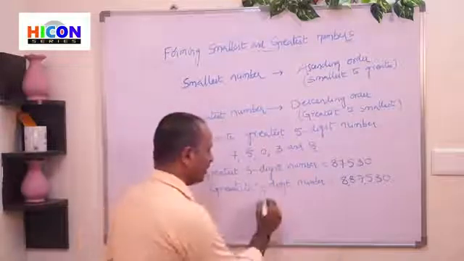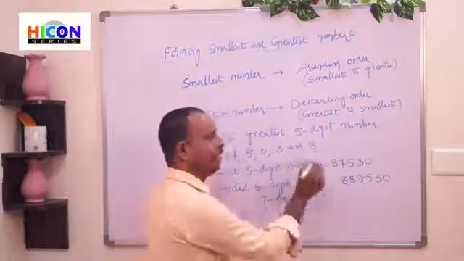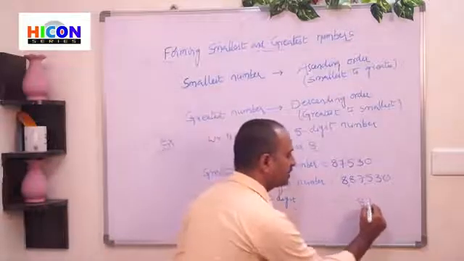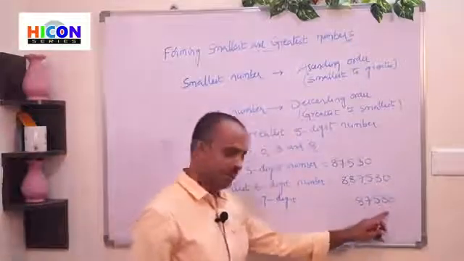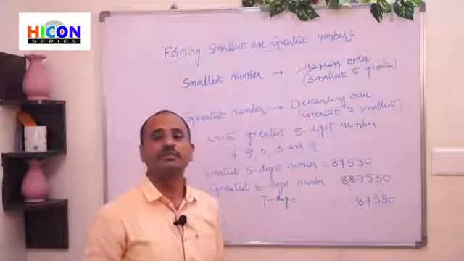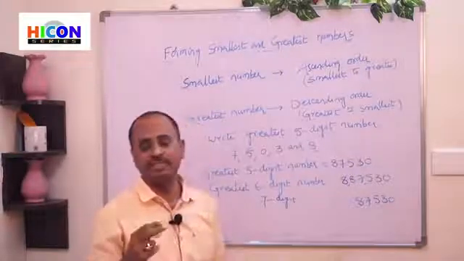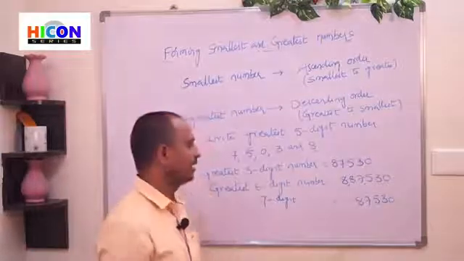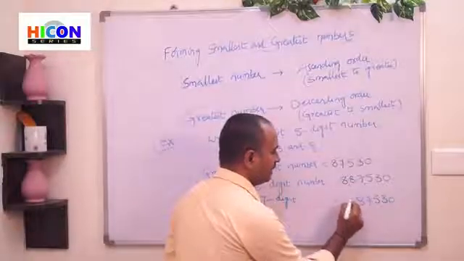So how can we form the greatest 7-digit number? In the same way, we have only 5 digits. First arrange the given digits in descending order. This is the 5-digit greatest number, but we want a 7-digit greatest number. That means we require 2 more digits. Now repeat the greatest digit 2 times and write at the left side of the number, 8, 8.